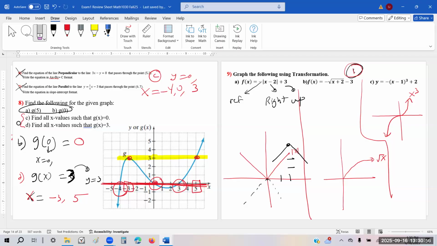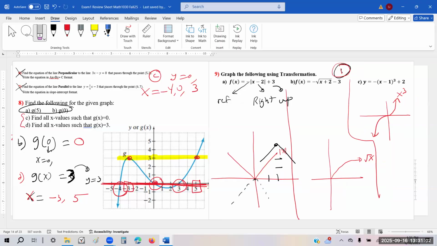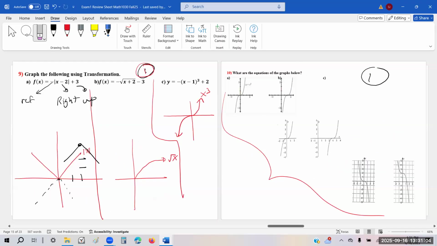Okay, so you know how to go up, down, left, right, right? So all you have to do is just shift your shape around. That's it. This one is the same thing, but reverse direction.